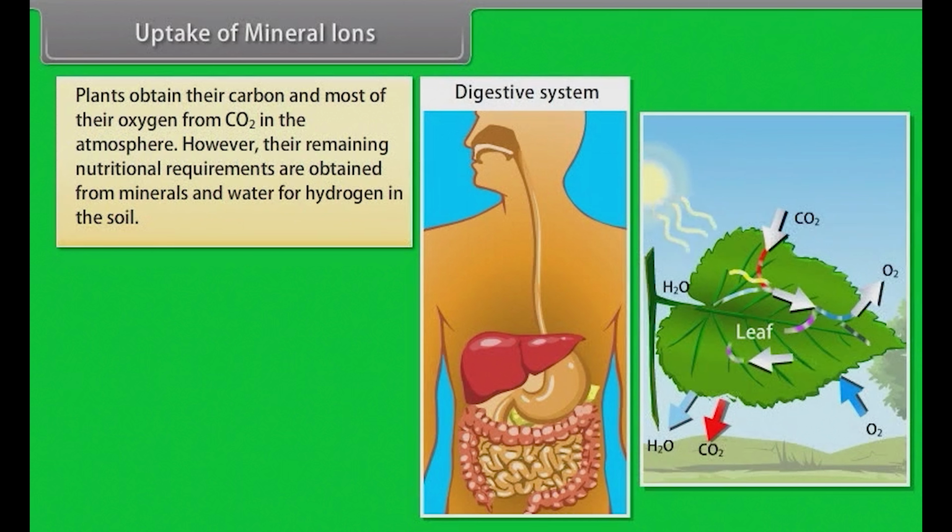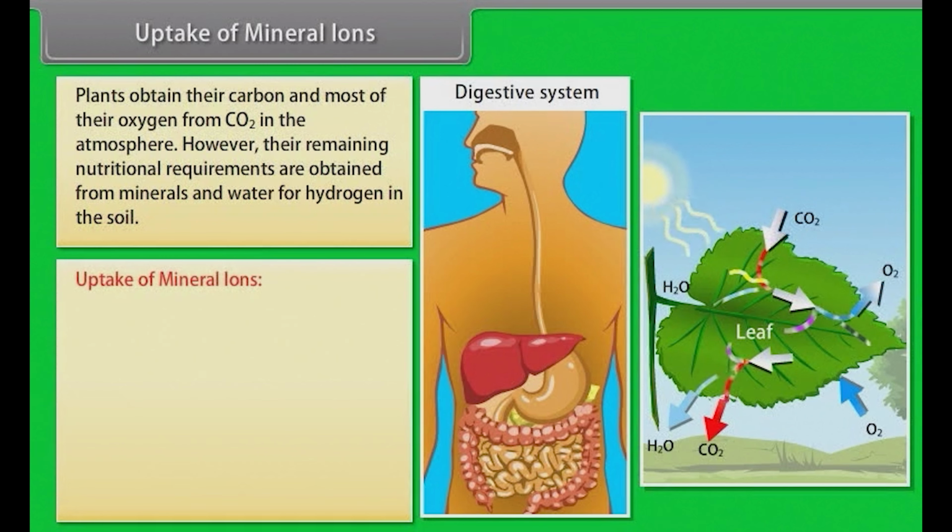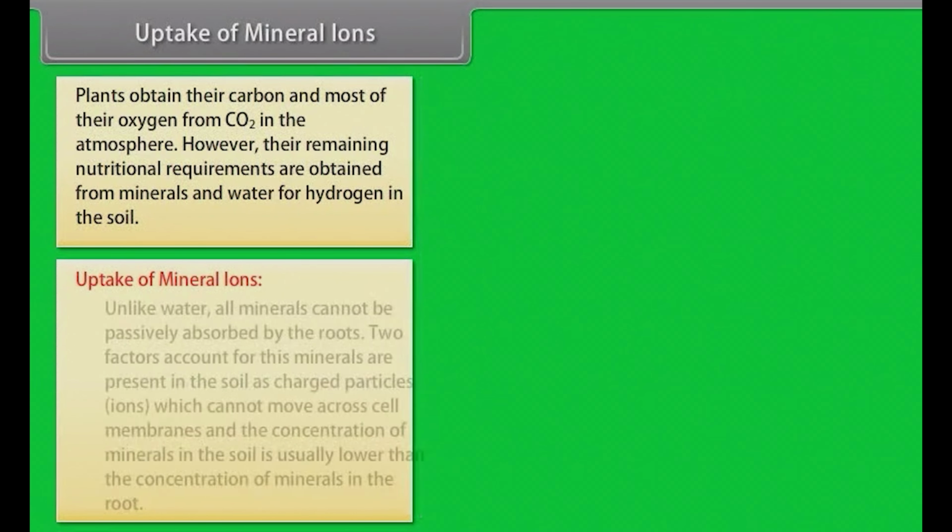Uptake of mineral ions. Friends, as we all know, plants do not have teeth and digestive organs like us. They obtain their carbon and most of their oxygen from CO2 in the atmosphere. However, their remaining nutritional requirements are obtained from minerals, and water for hydrogen, in the soil. Let us first know how they uptake mineral ions.